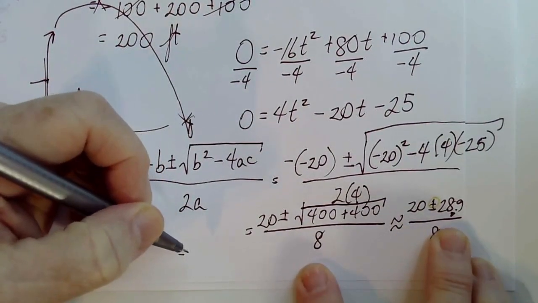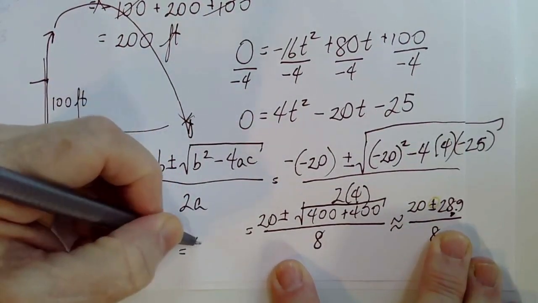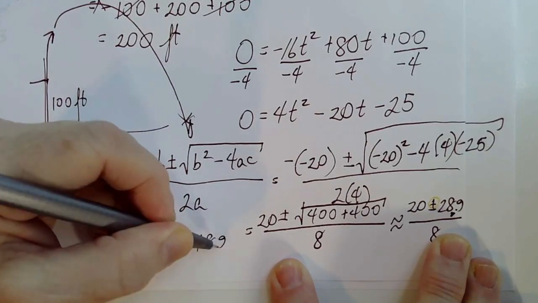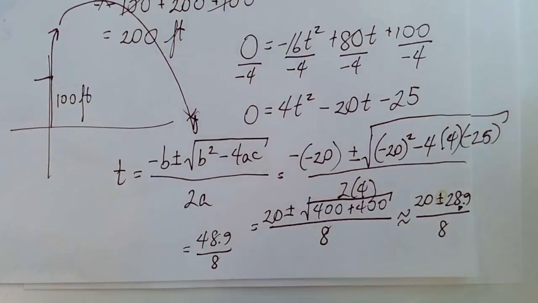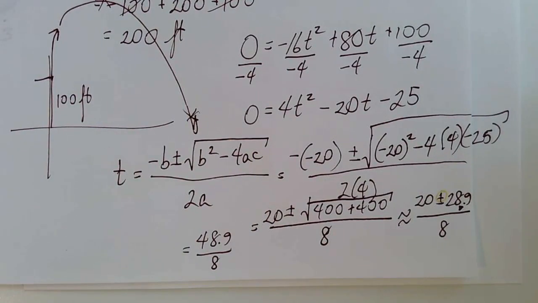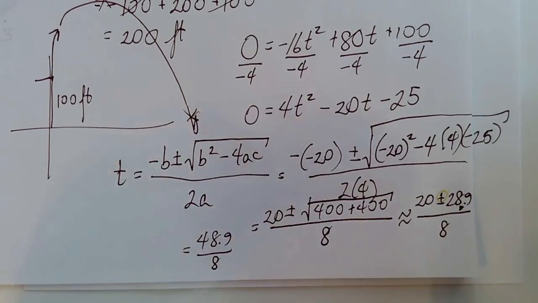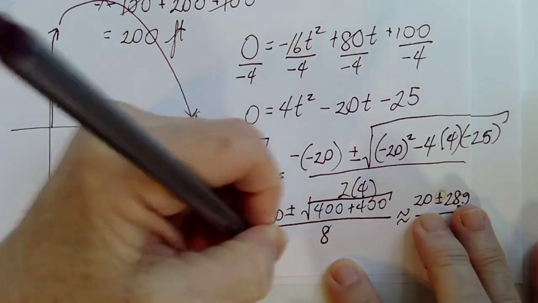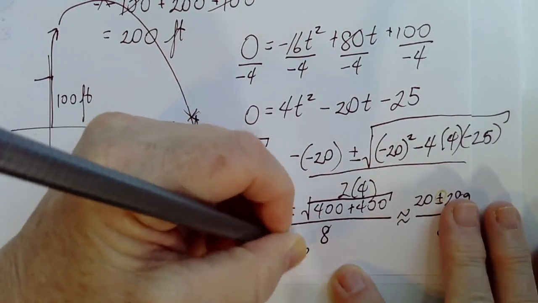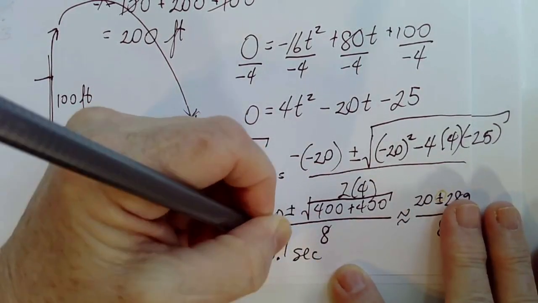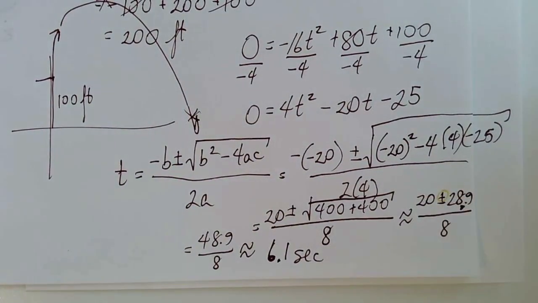Okay, so now we've got 20 plus 28.9 is 48.9 divided by 8, and that's 6.1, I think. So it takes approximately 6.1 seconds for the ball to land.